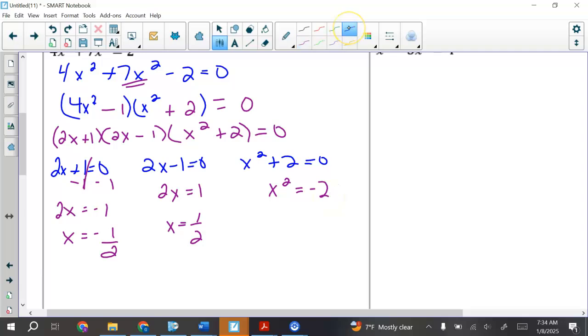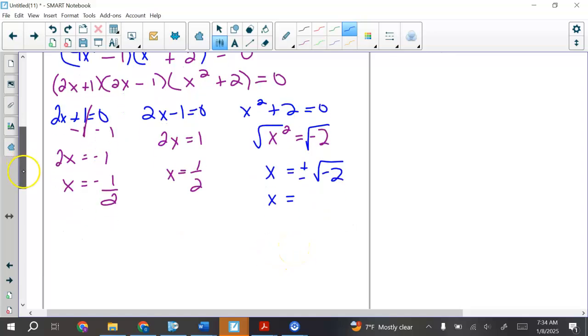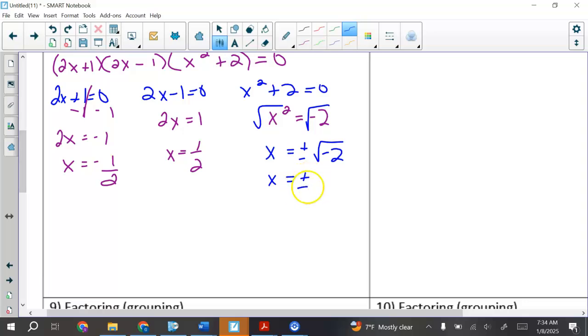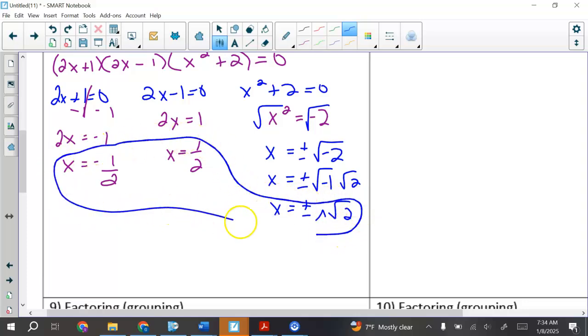Then I need to take the square root of both sides. Don't forget, when you take the square root of both sides, you need to write plus or minus. So plus or minus square root of negative 2. Remember, if you get the square root of a negative, that means it's going to be I. So square root of negative 1 would be I times the square root of 2. All right, so these are going to be your answers.